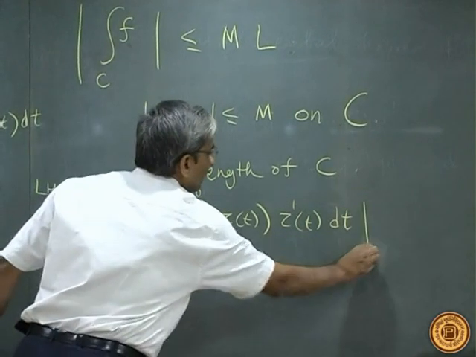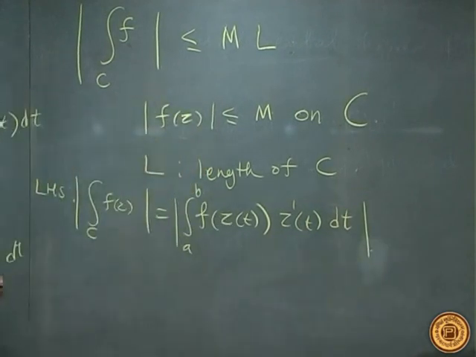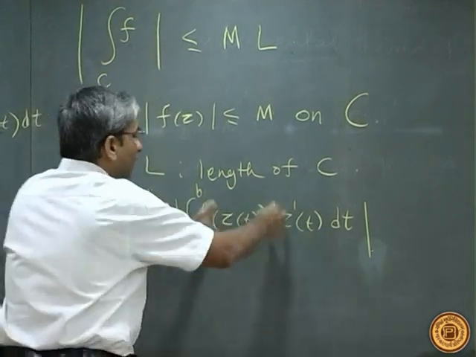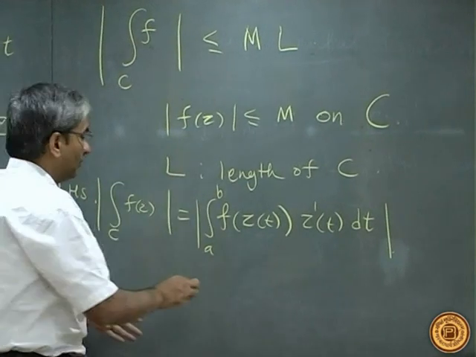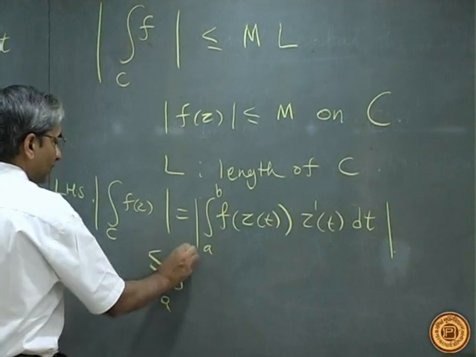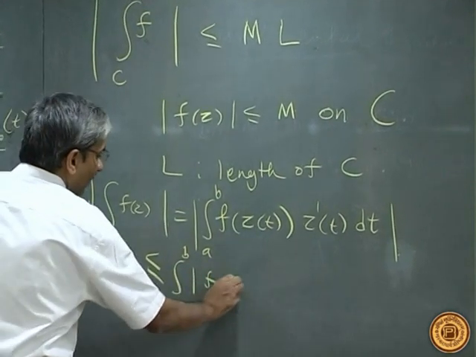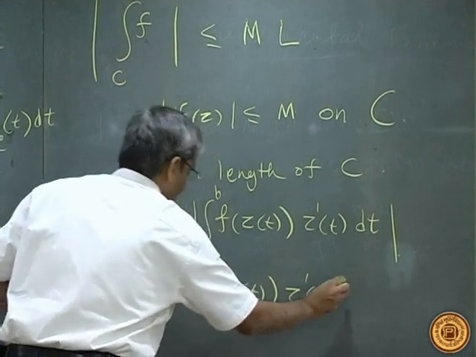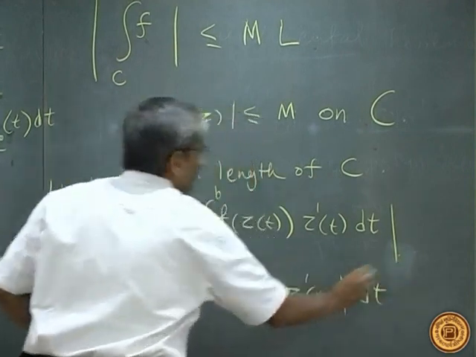But if you remember, last time we proved that if this w(t) is a function, then mod of integral w(t) is less than or equal to integral mod w(t). So, modulus of the integral is less than or equal to integral of the mod f(z(t)) into z dash t dt.